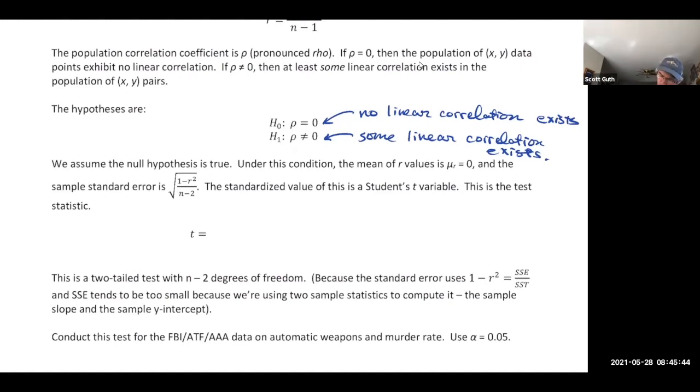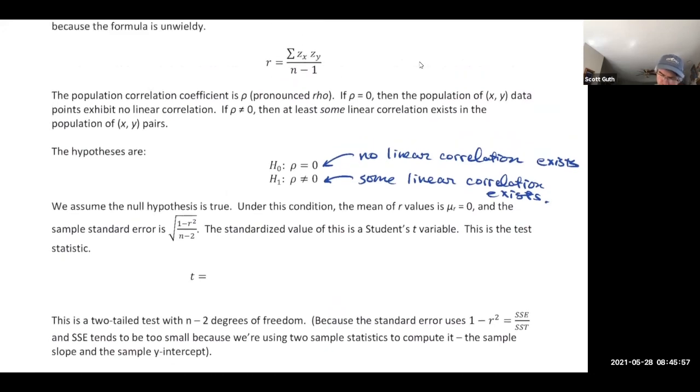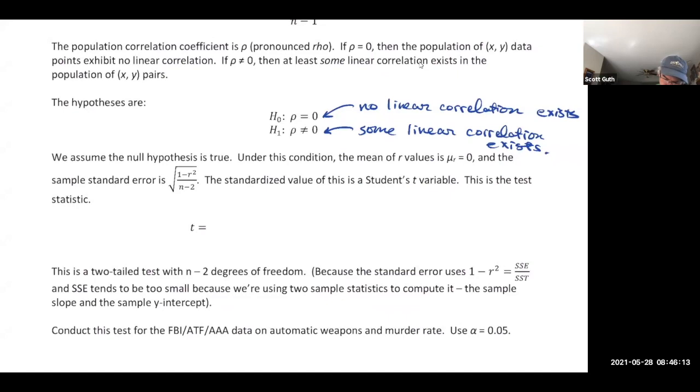So at some point, one of the people that were studying this realized that this r statistic, if the population correlation coefficient is 0, can be standardized to follow a t distribution. So let me go ahead and walk you through the process. When we assume the null hypothesis is true, under this condition, the mean of r values is 0, and that's just rho from the null hypothesis. And the sample standard error is this formula. Notice there's an n minus 2 in the denominator, which will be the degrees of freedom for the test. The standardized value is a student's t statistic.